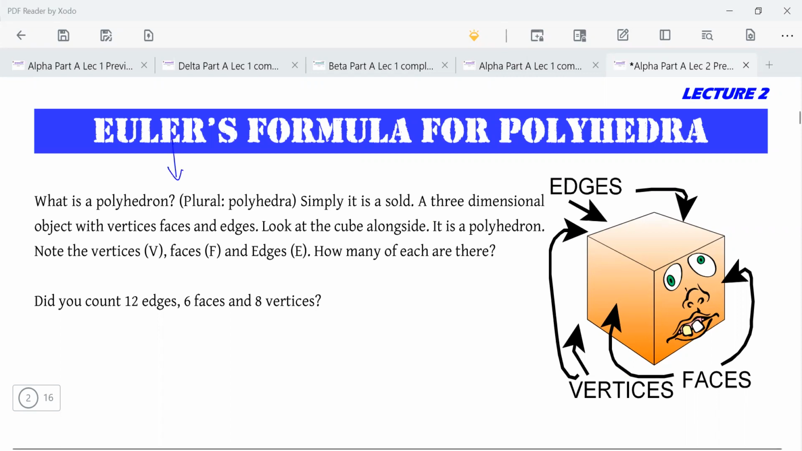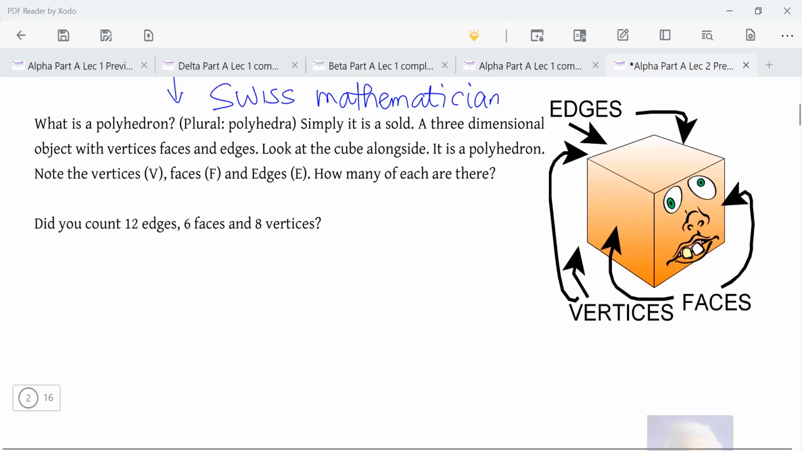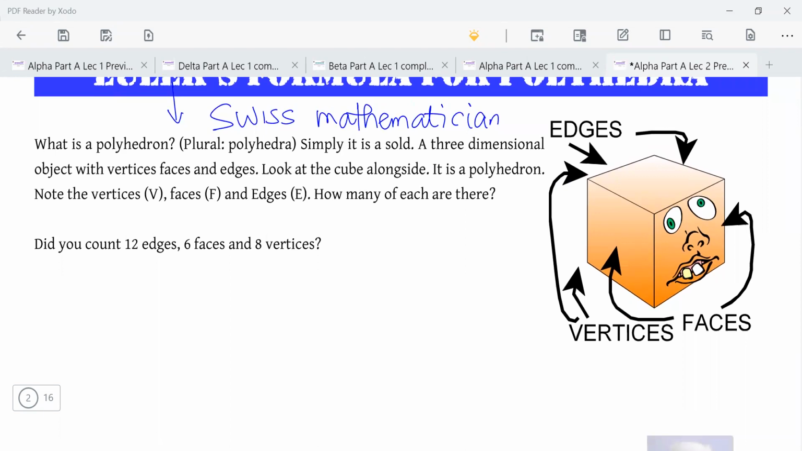Euler was a famous Swiss mathematician. You pronounce his name as Euler, Leonhard Euler. He discovered an interesting relationship between the vertices, faces, and edges of a polyhedron. Now, what do you mean by vertices, faces, and edges? Vertices are the corners. So if you look at this block here, that's a vertex. It's a corner. The face is the surface here, and there are 6 faces on this block. And the edges are these lines where 2 faces meet.